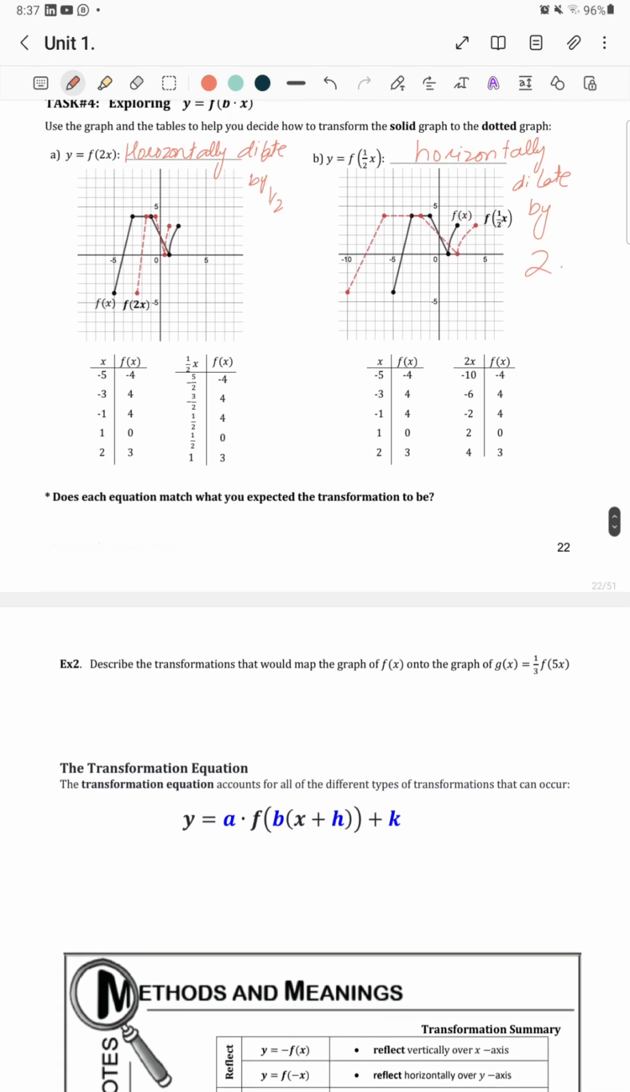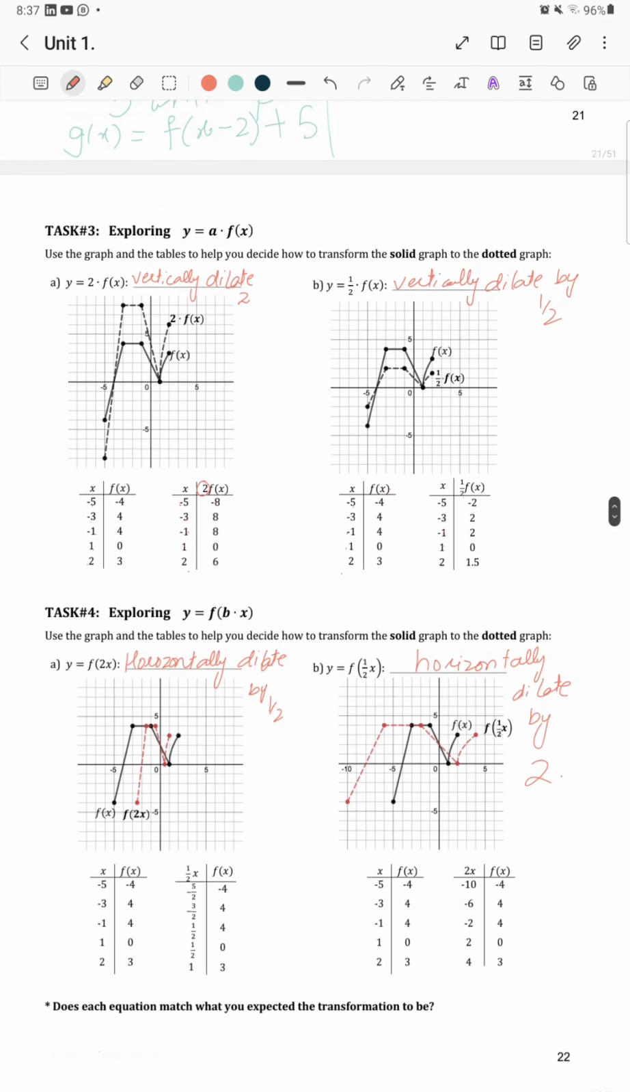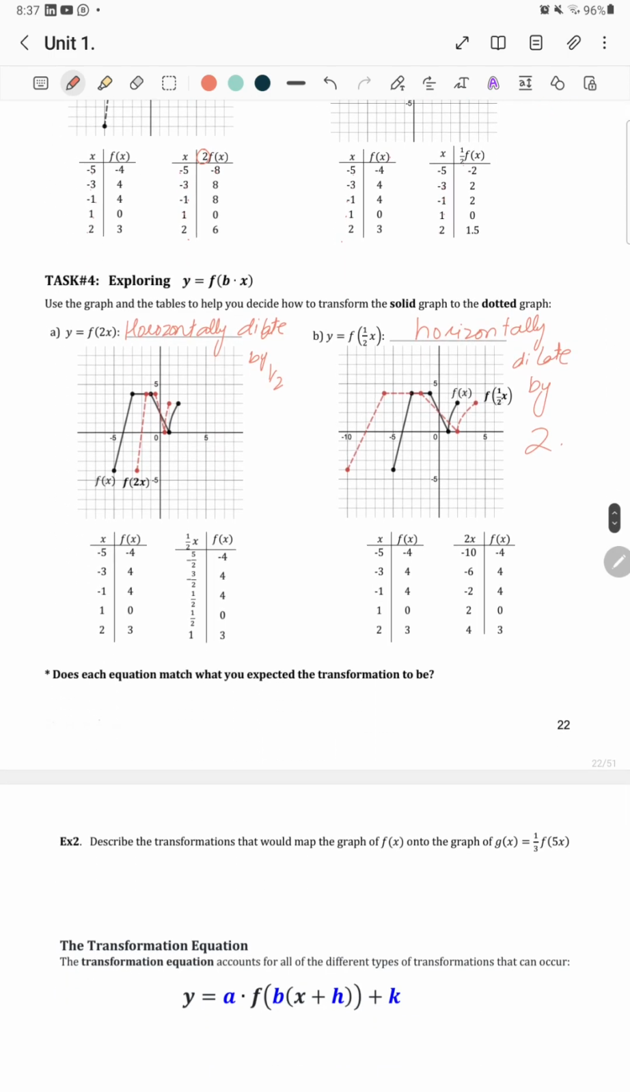Okay, so does each one match what you expected for the transformation? So if it is dilating horizontally, it's in the opposite direction. Like if it is 2 f of x, it should move forward, but it's going backward. So horizontally it's going opposite. Vertically it is matching the intuition.